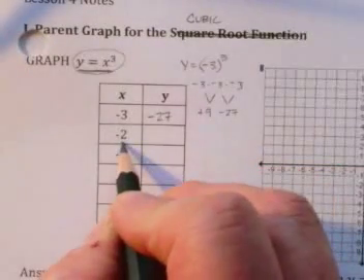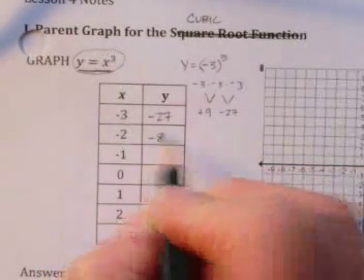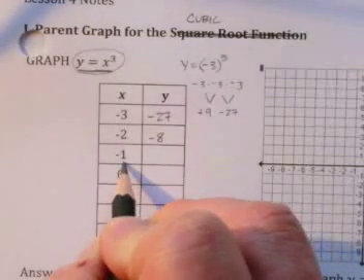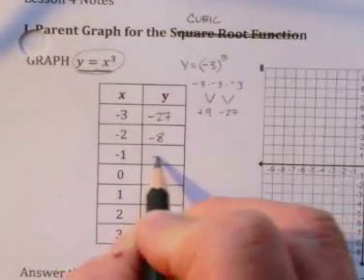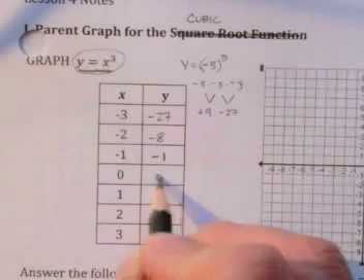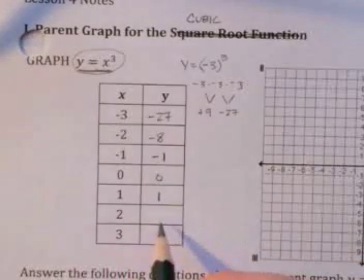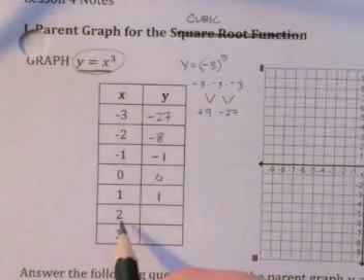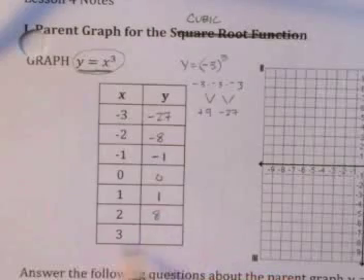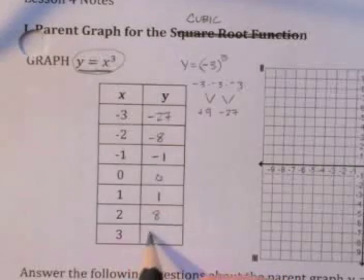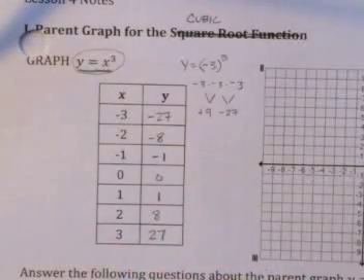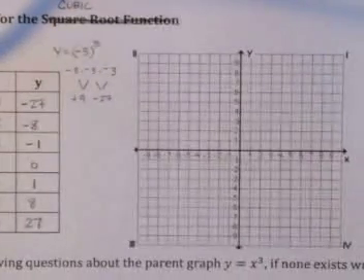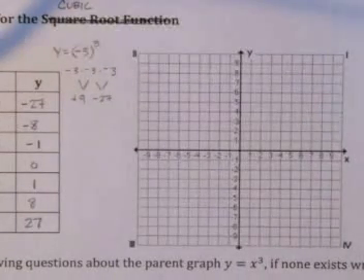Likewise, if I take -2 and cube it, I get -8. -1 times -1 times -1 is -1. Those we can fill in pretty quickly. 2 cubed is 8, and 3 cubed, 3 times 3 times 3 is 27. So let's graph these points on a coordinate plane and see what the cubic function looks like.